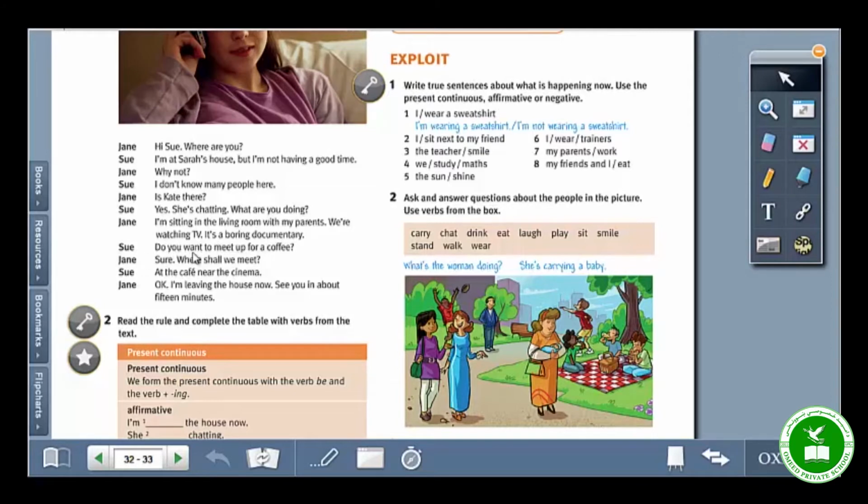Okay? Do you want to meet up for a coffee? Sure. Where shall we meet? At the cafe near the cinema. Okay. I'm leaving the house now. This is also an example of present continuous tense. See you in about 15 minutes. Okay, so we found the examples of present continuous. Let's move to the other part.